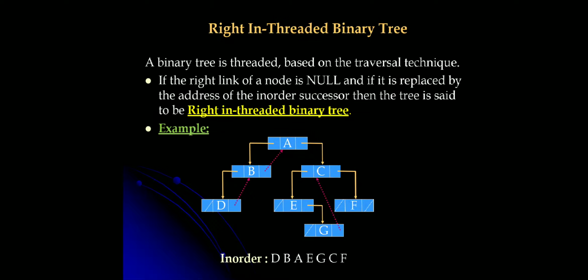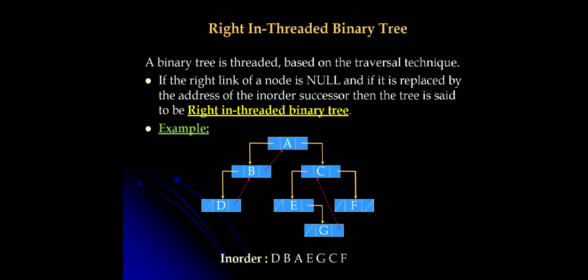Coming to the types of in-threaded: right in-threaded and left in-threaded. Right in-threaded means we are replacing only the right child fields. Right links, if they are null, we are replacing with the in-order successor. Then it becomes right in-threaded. If we are replacing the left child fields which are null with the in-order predecessor, then it becomes a left in-threaded binary tree.